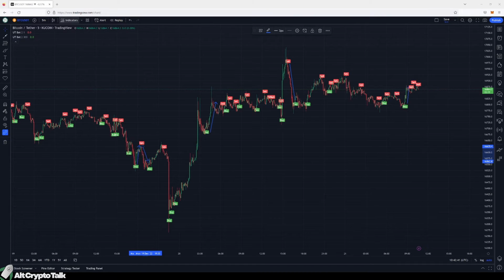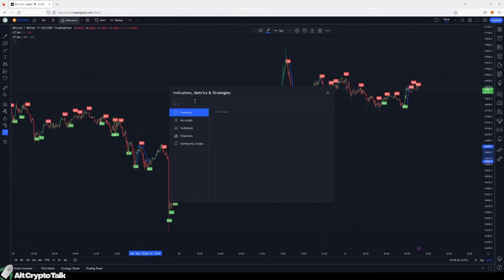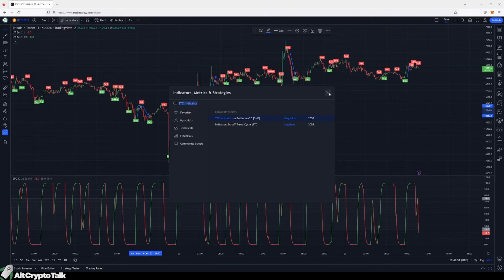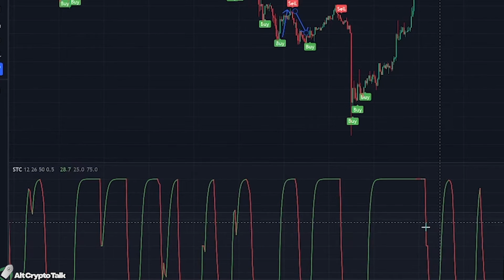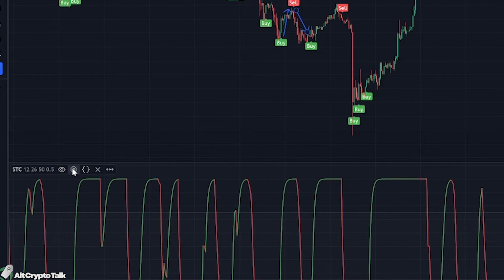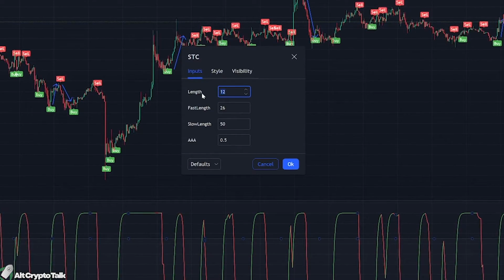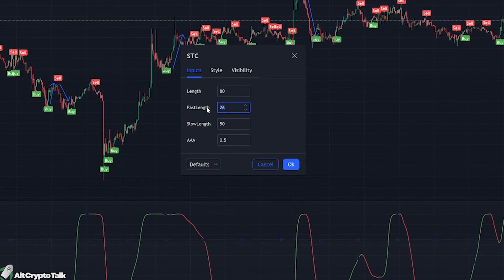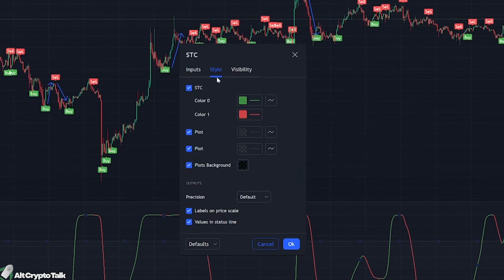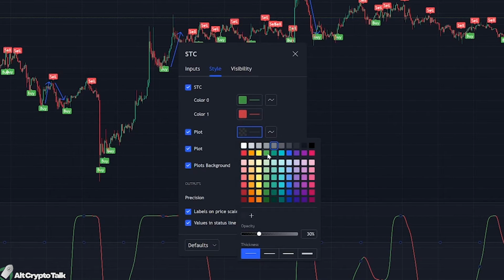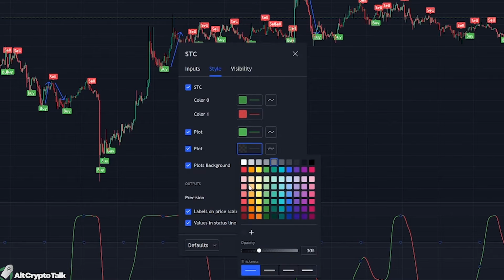So what you're doing is you go back to indicators and you type STC indicator. And you choose the one called STC indicator, a better MACD. Click it. And now you can see we're getting an extra line. Now go to the settings of the STC indicator and go to inputs and change the length to 80 and the fast length to 27. Now go to style and click the first plot, choose green and go for a higher opacity. And for the second plot, you go for red and you increase the opacity as well.